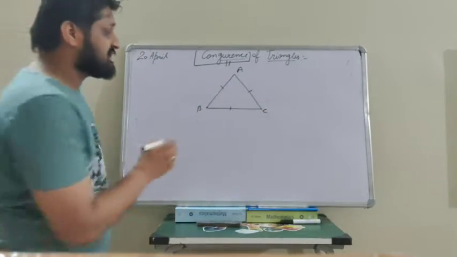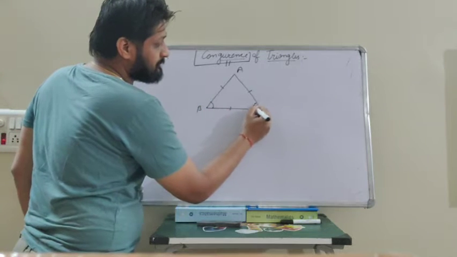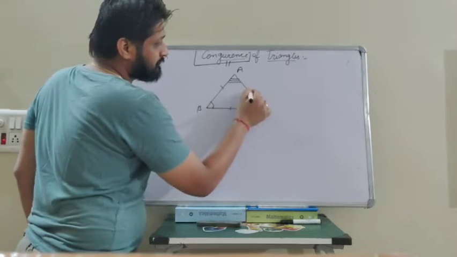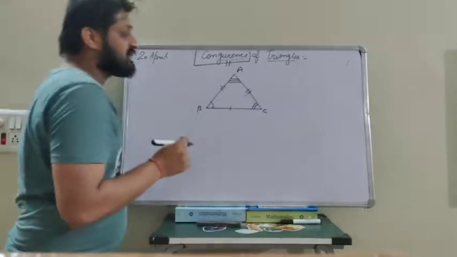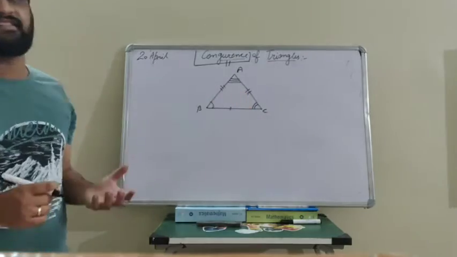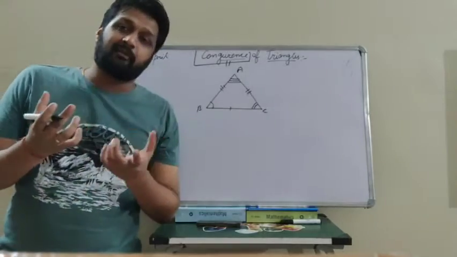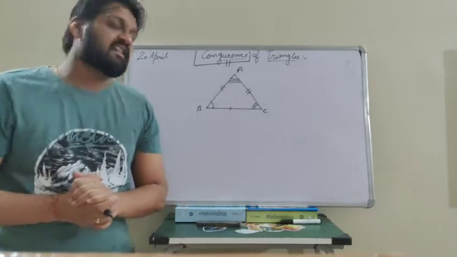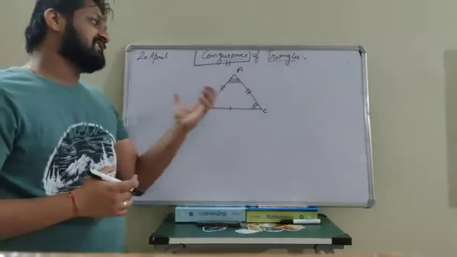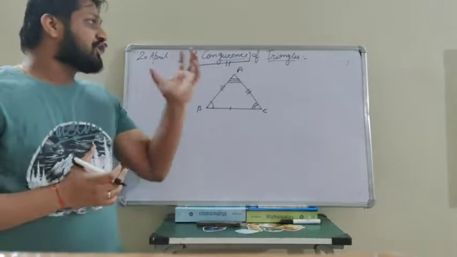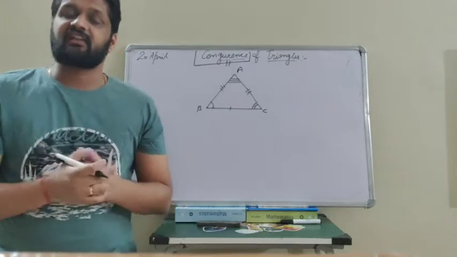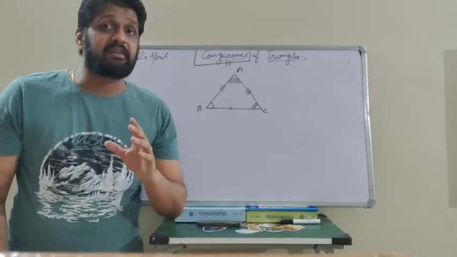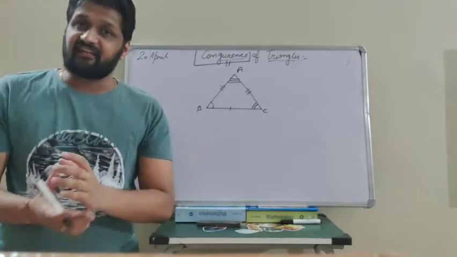Clear? And how many angles are there? Angle 1, angle 2 and angle 3; side 1, side 2 and side 3. So basically the 6 important things, the 6 important dimensions, are the 3 sides and the 3 angles in a given triangle. Now we are talking about the congruency of triangles, and just like I have explained, congruency means exactly the same or identical figures.